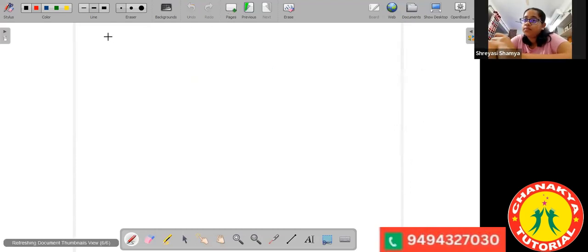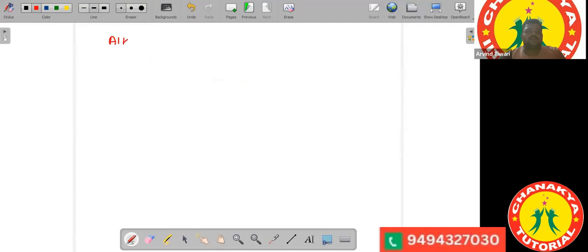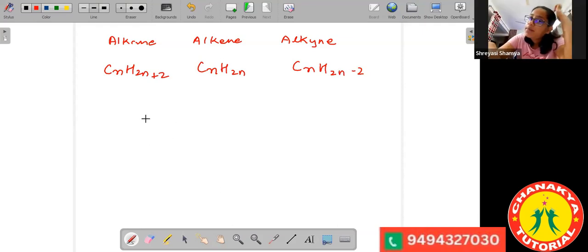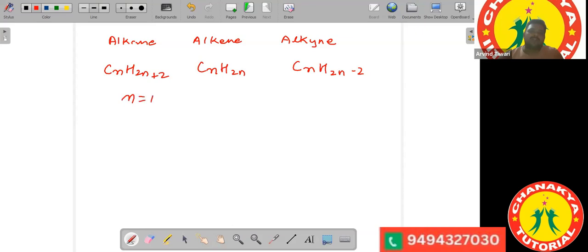Yes. Now something more about alkanes, alkenes, and alkynes. Alkanes have the general formula CnH2n plus 2. Alkenes have the general formula CnH2n, and alkynes have the general formula CnH2n minus 2. Sir, n is the number of carbon atoms, right, sir? Yeah, n is the number of carbon atoms.